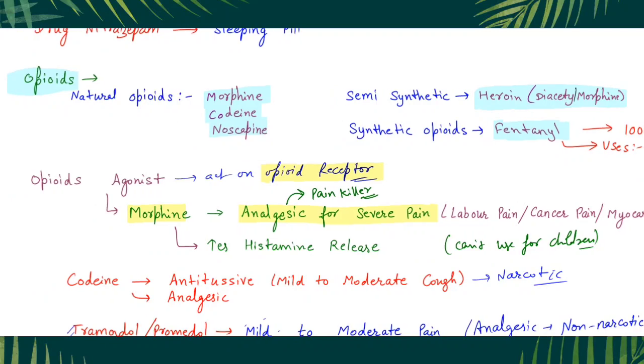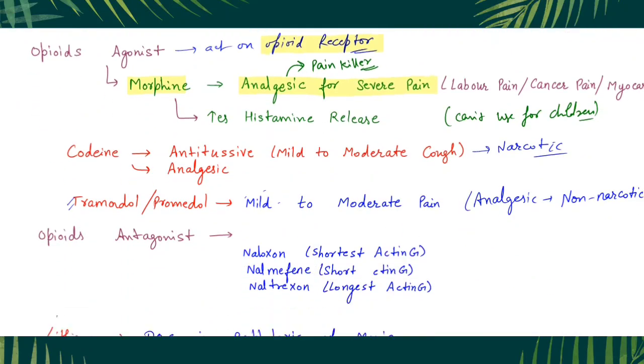Next is codeine. Remember, it is an antitussive. It is used for mild to moderate cough and it is a narcotic. It has sedative and addictive effects, because all the opioids mainly have addictive effects. And it is also used as an analgesic.